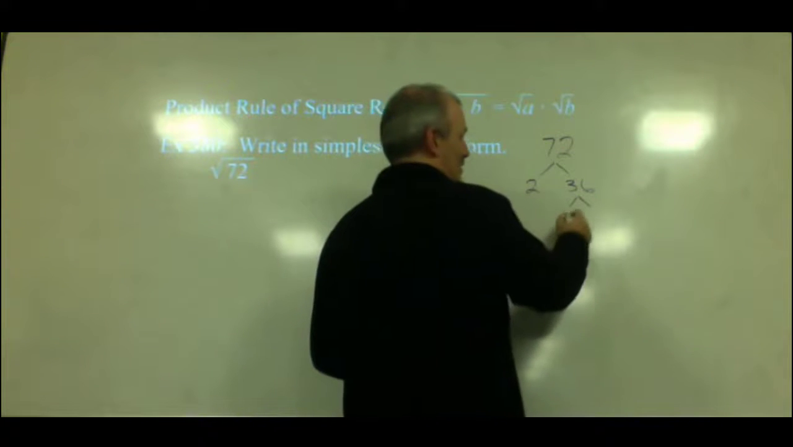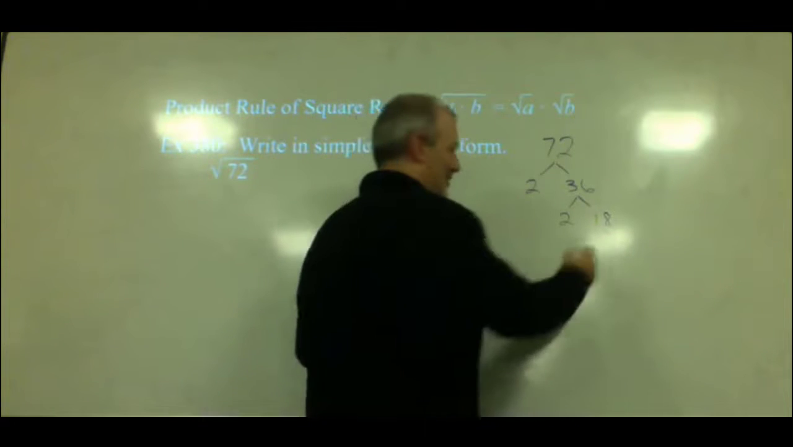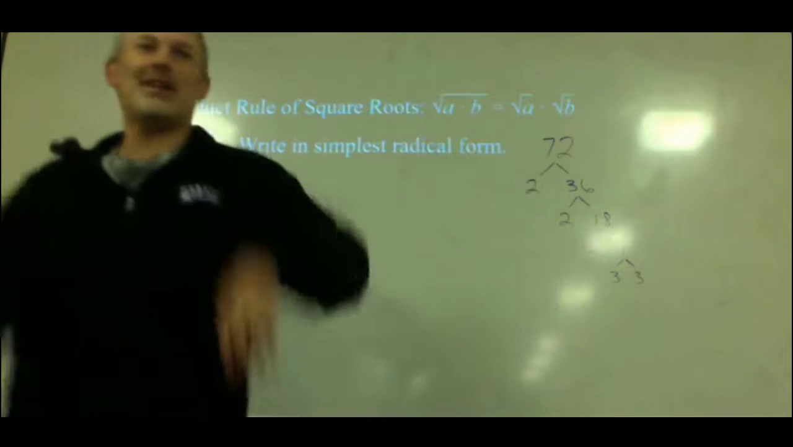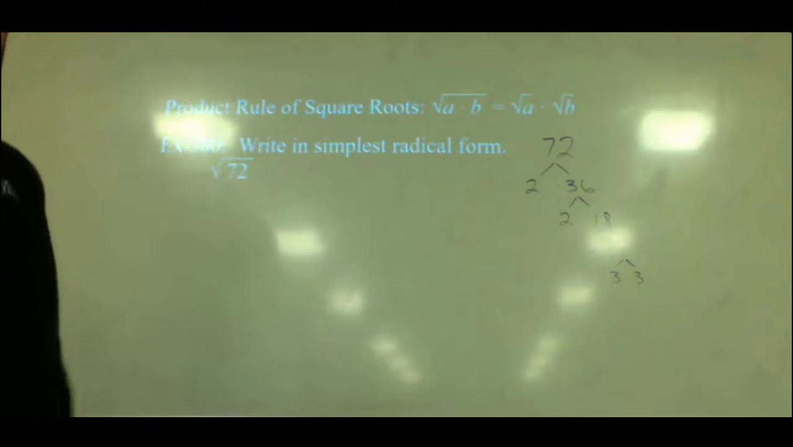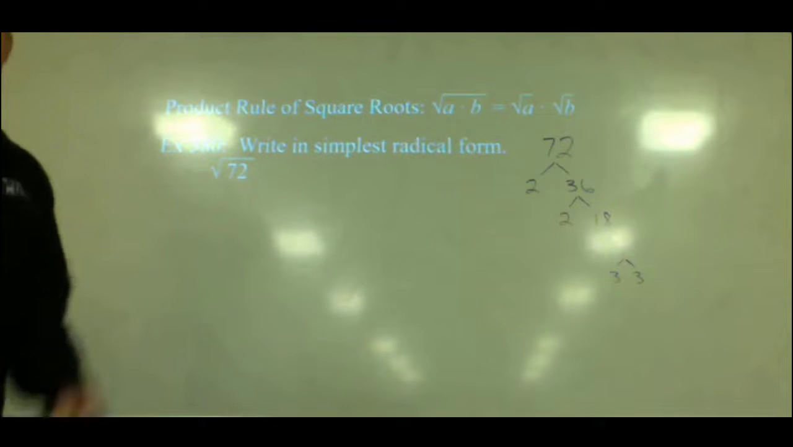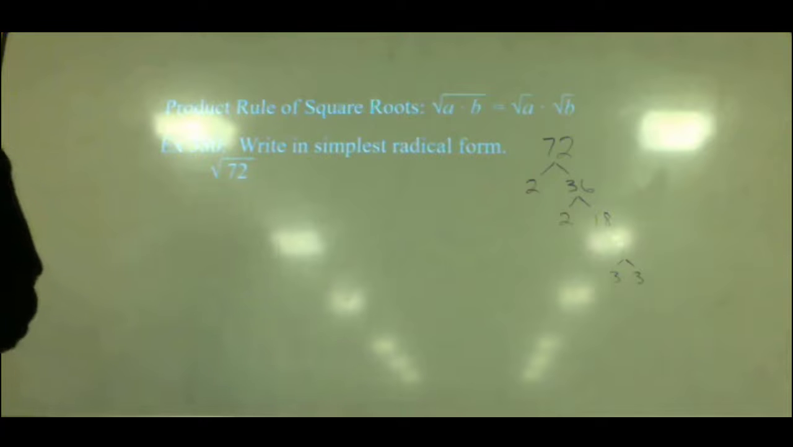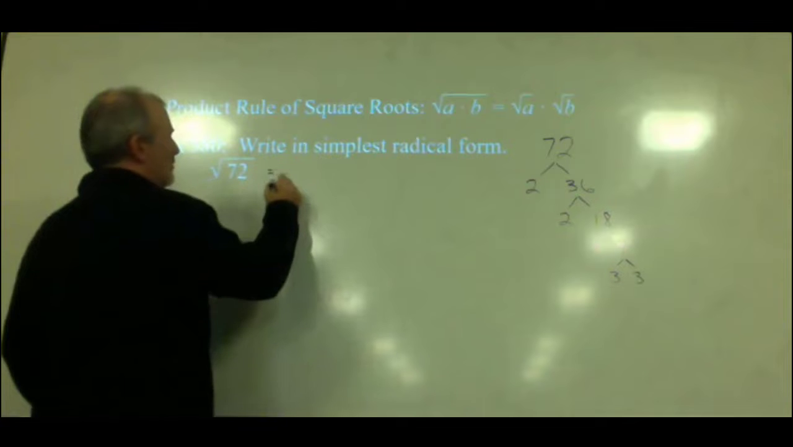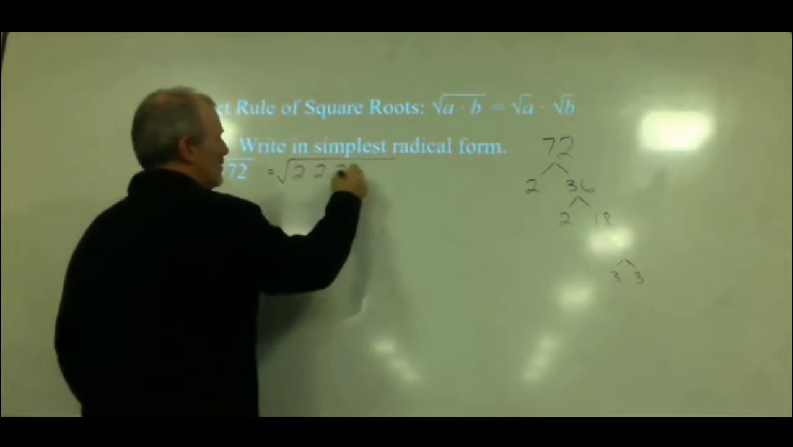And then how can we break up 36? 2 and 18. And then 2 and 9. And then 3 and 3. So you can start small. You don't have to get the biggest and best first. Even if you go big, those bigger numbers will eventually break down into these little numbers. So it doesn't matter what order you do it in. You just have to eventually get here. So 72, we just found out, is 2 times 2 times 2 times 3 times 3.